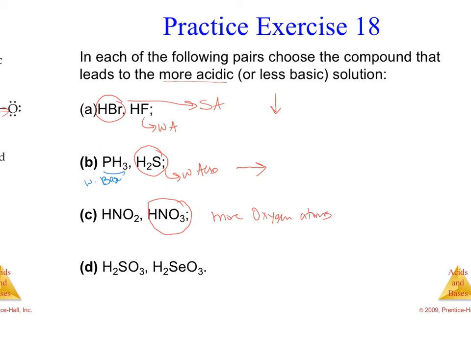And lastly, H2SO3 is going to be a stronger acid than H2SeO3. All of the atoms are the same except for the central ones. So comparing just the central atom sulfur to selenium, sulfur is more electronegative than selenium, so H2SO3 will be a stronger acid. Again, for a series of oxyacids, the more electronegative the central atom, the stronger the acid. Again, assuming all of the other atoms are the same.